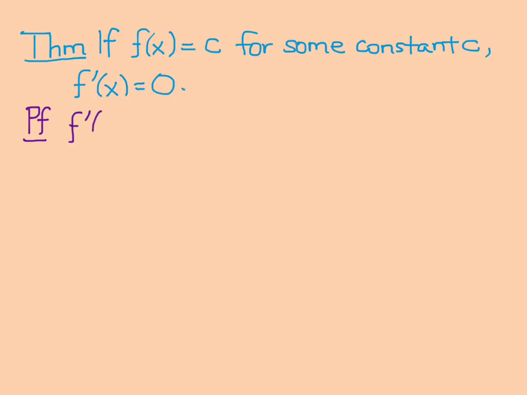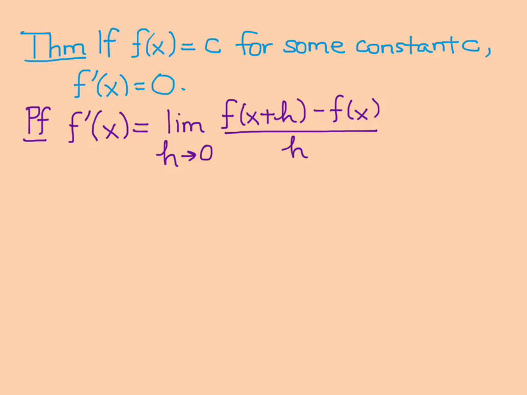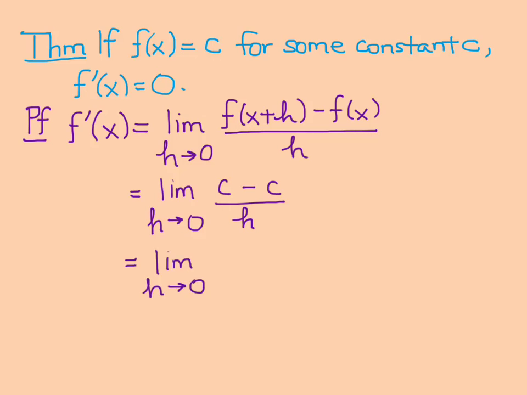So we're going to use the limit definition of the derivative of f. So that is the limit as h goes to 0 of f of x plus h minus f of x over h. And because f is the function c at every x value, we end up with the limit as h goes to 0 of c minus c over h. This simplifies to the limit as h goes to 0 of 0 over h. So as h gets very close to 0, this fraction is always going to be equal to 0. Thus we get that the derivative of f of x is 0.